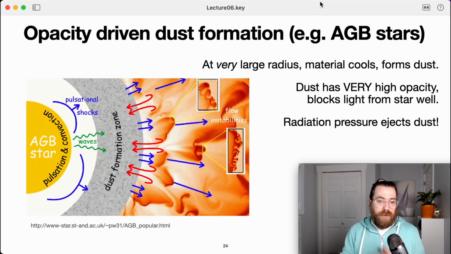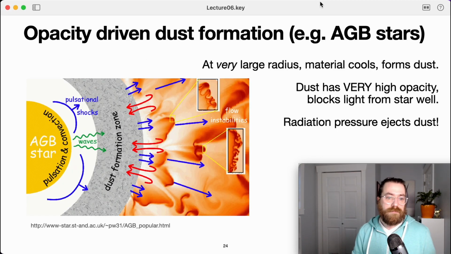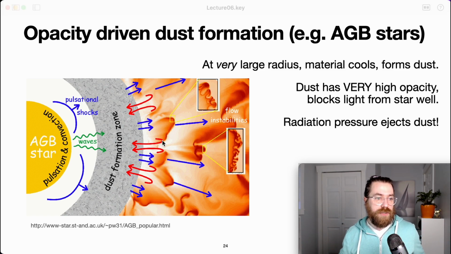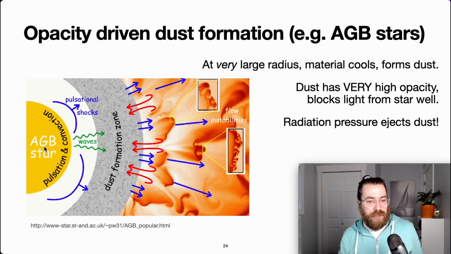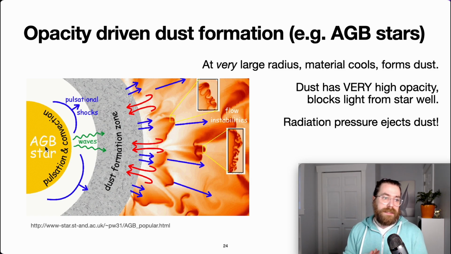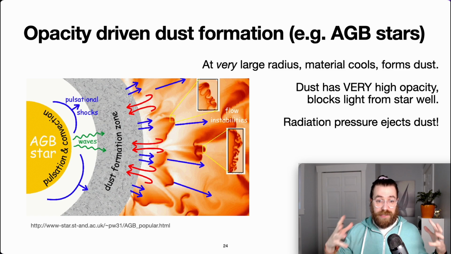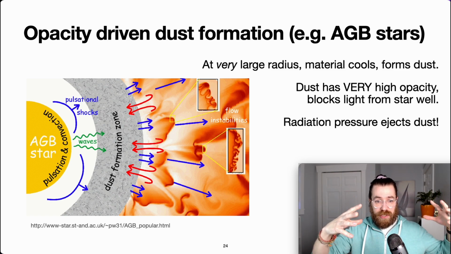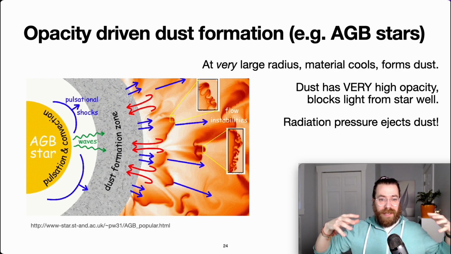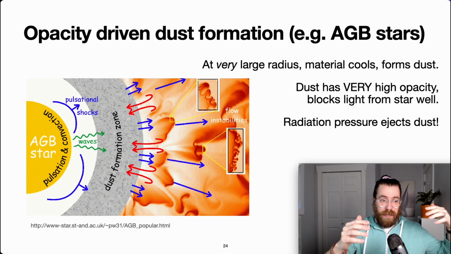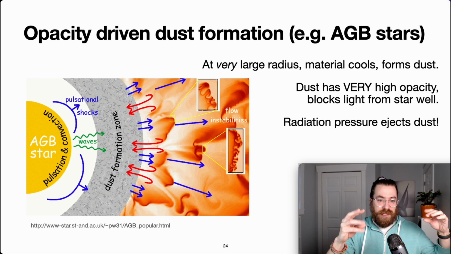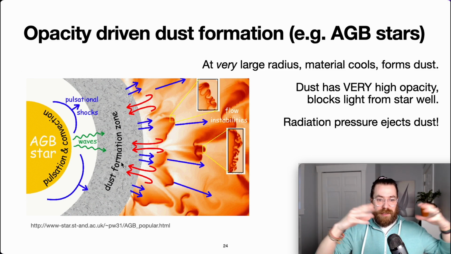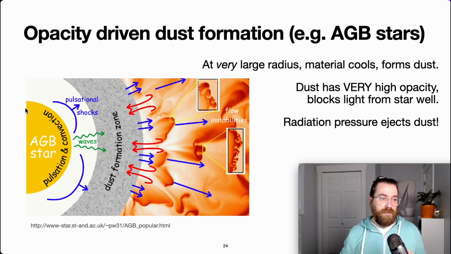Okay, a couple more examples of opacity at work. One that I am endlessly amused by, this is a nice cartoon of asymptotic giant branch stars, AGB stars. They form dust in their outer atmospheres, in the most tenuous, furthest reaches of their atmospheres. The stars get so big, the atmospheres get really cool. And when they get really cool, dust can condense and form. And so you get these shells of dust that form because the material maybe moves out from these pulsational shocks.